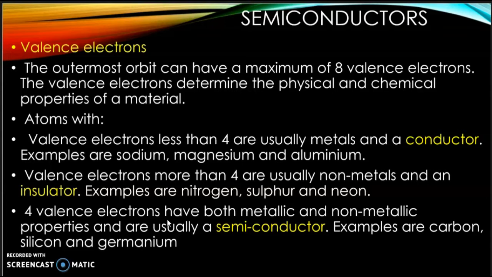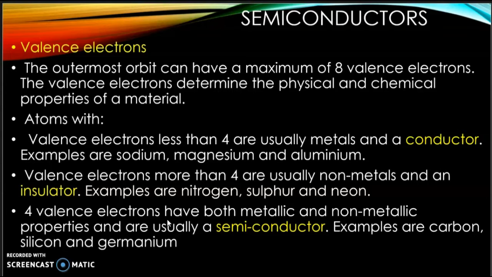But whenever we have an atom or a material with more than 4 valence electrons, then that material is an insulator. Atoms on the outermost orbital need 8 electrons to make an octet, or to make it complete. So whenever the atom at the outermost shell has more than 4, then that atom is likely to be an insulator. Examples of these atoms or materials are nitrogen, sulfur, and neon.